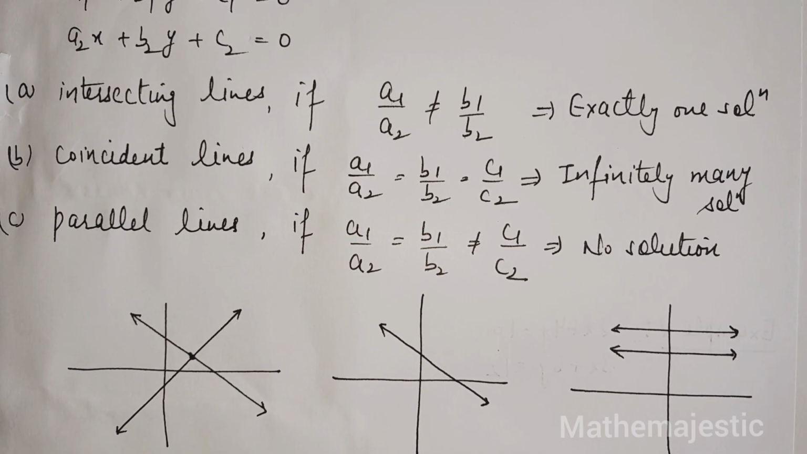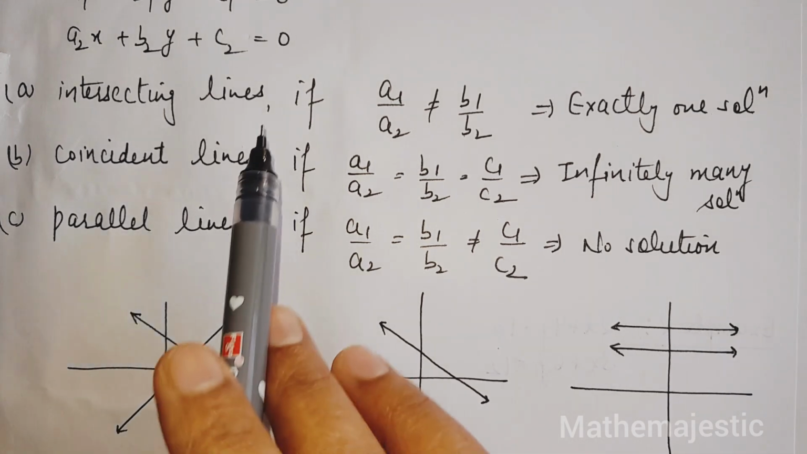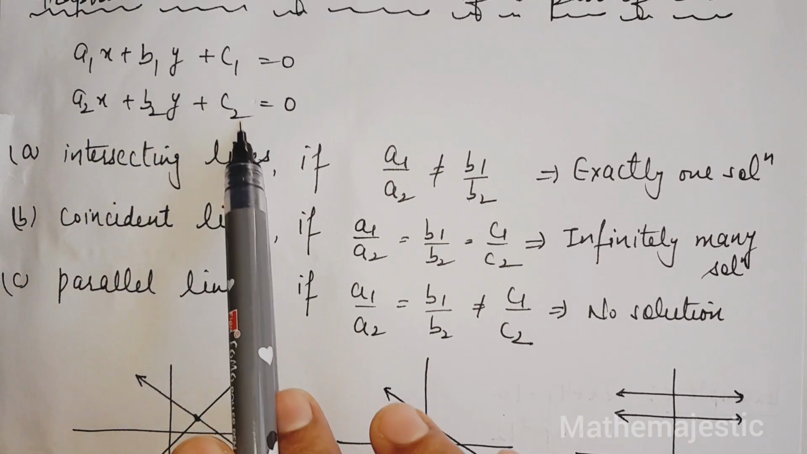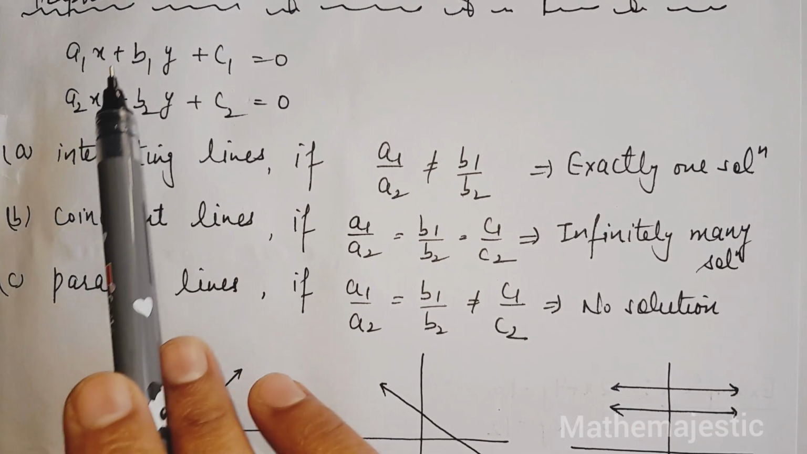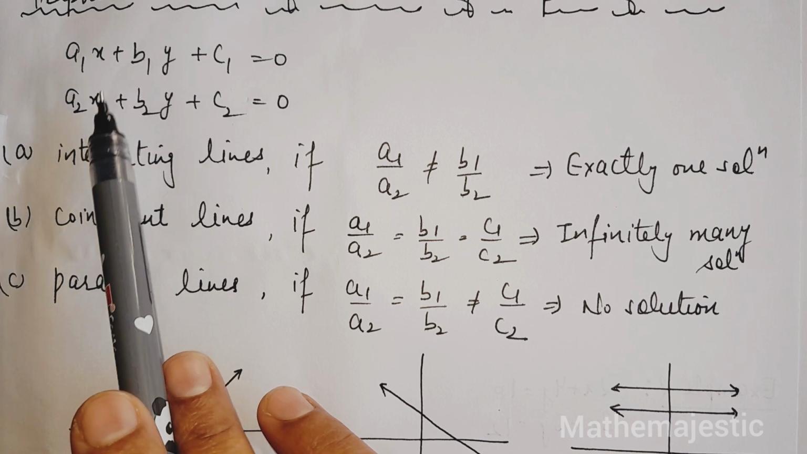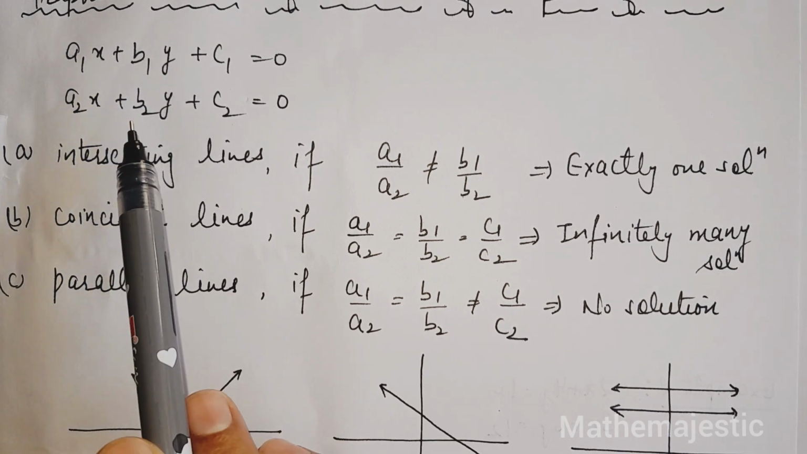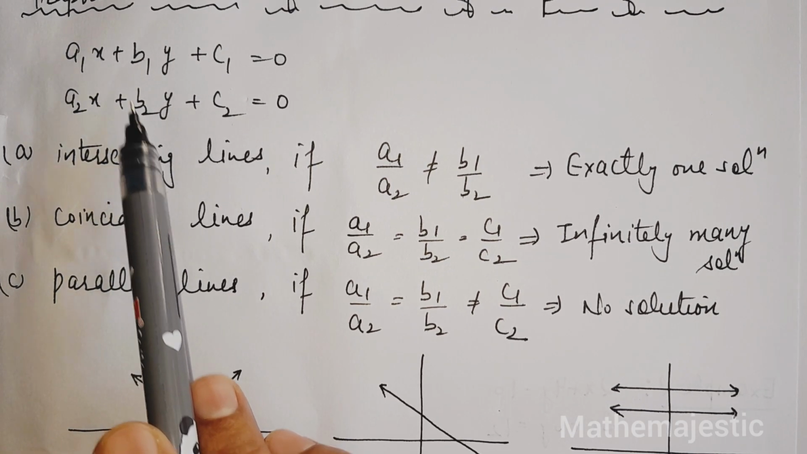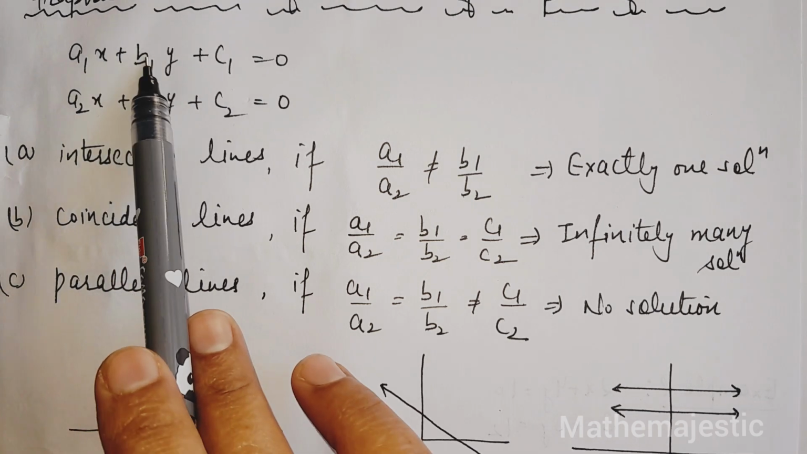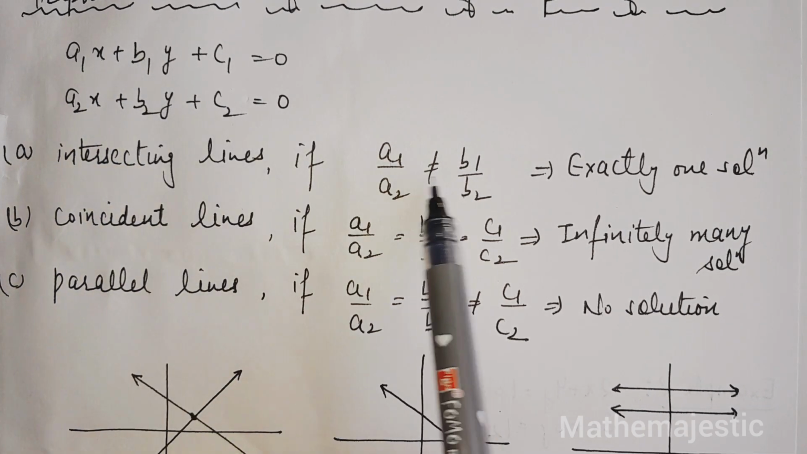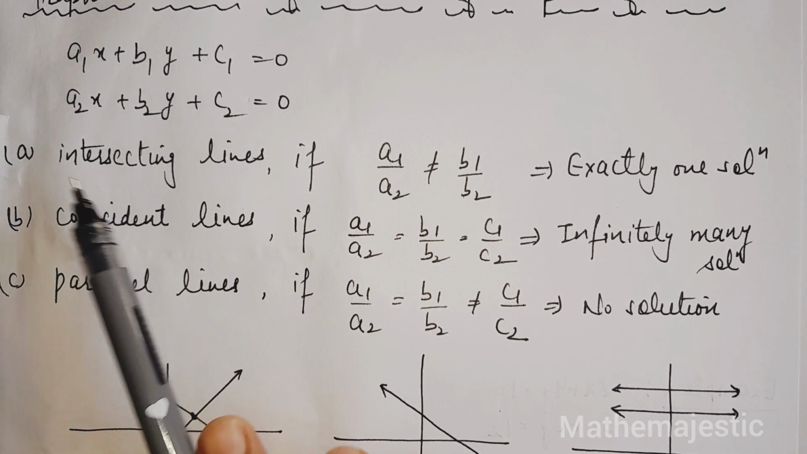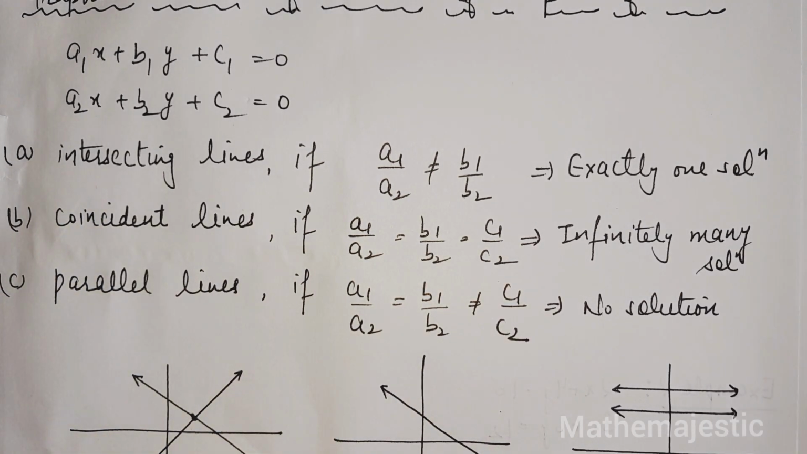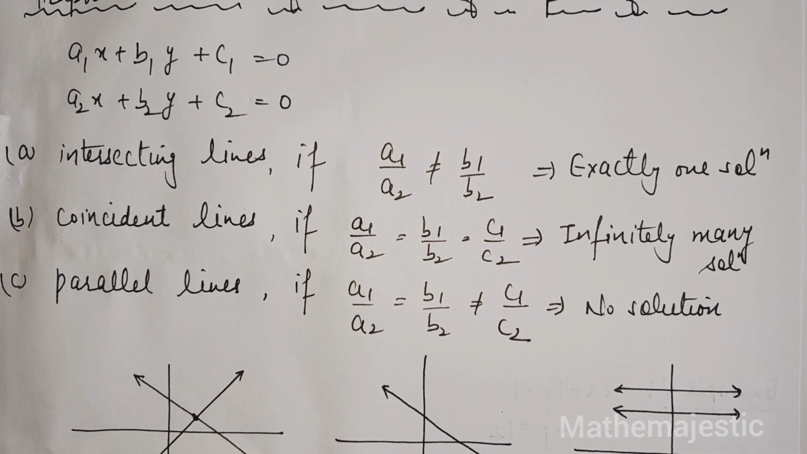If the lines are intersecting lines, these two lines will be intersecting if the ratio of the coefficient of x is not equal to the ratio of the coefficient of y in both the equations. That means a1 divided by a2 is not equal to b1 by b2. If they are not equal, the lines will be intersecting lines, and intersecting lines means they will have exactly one solution, a unique solution.